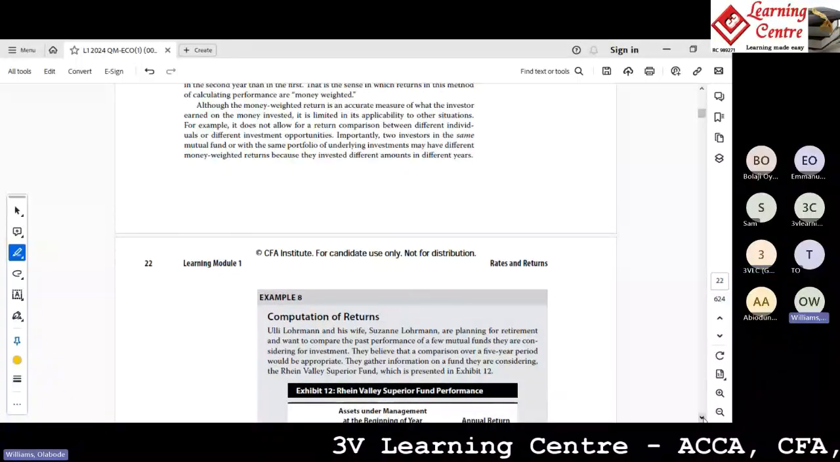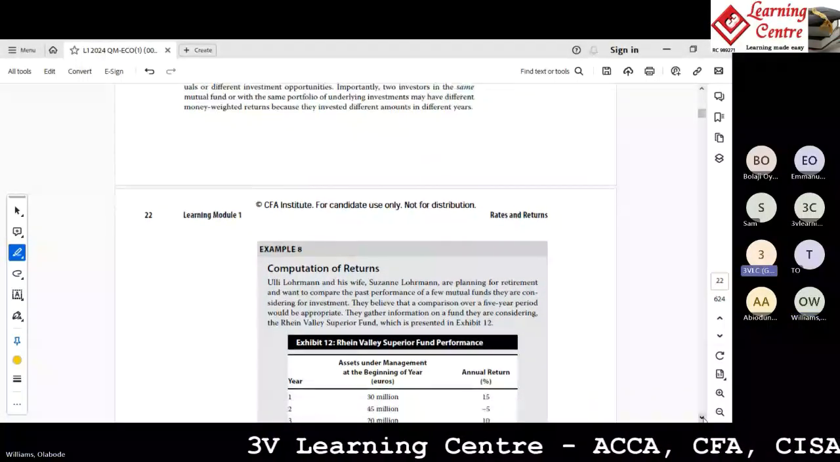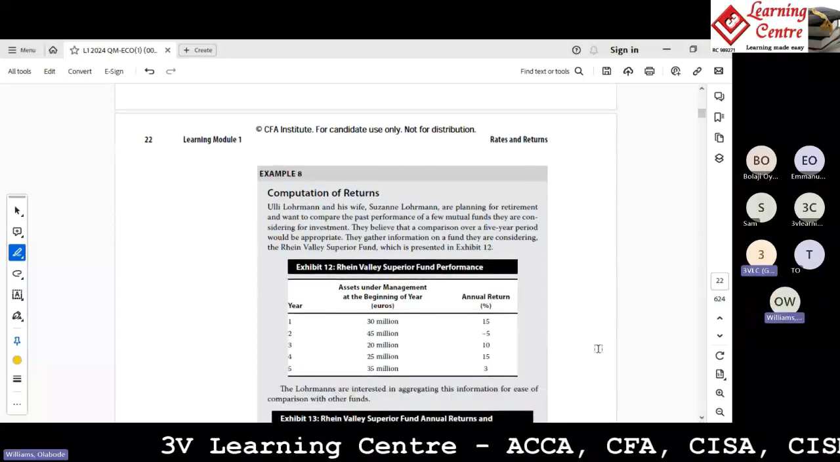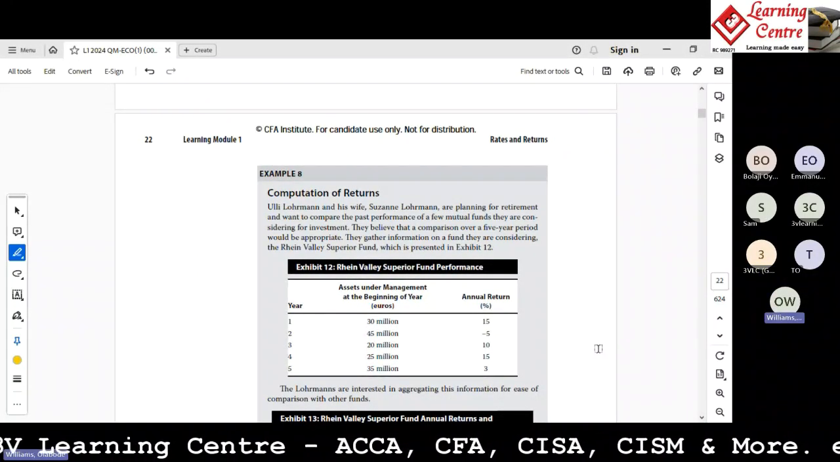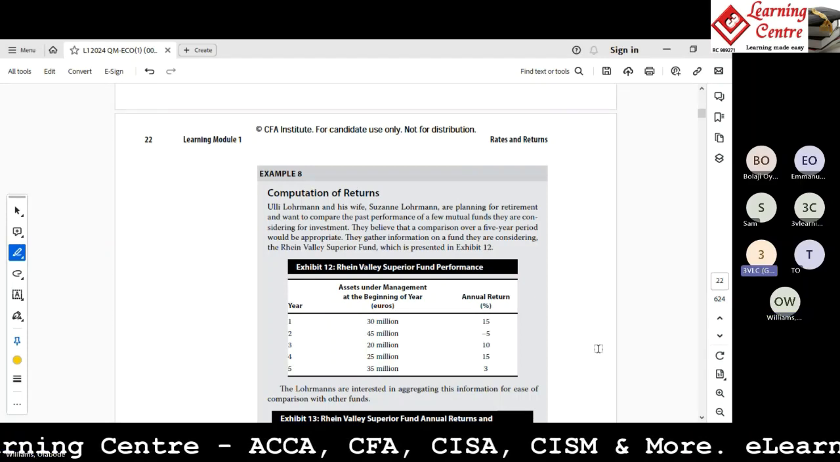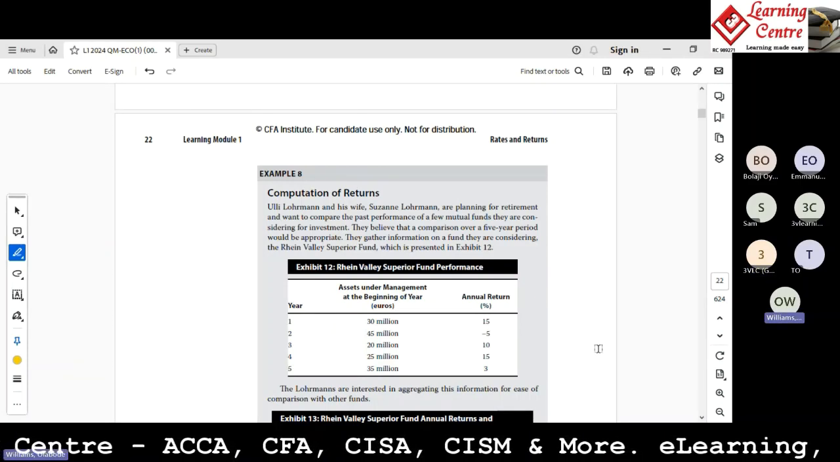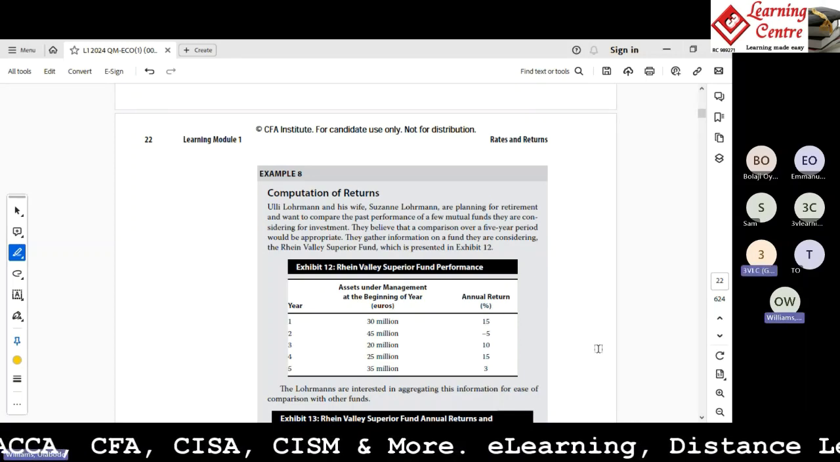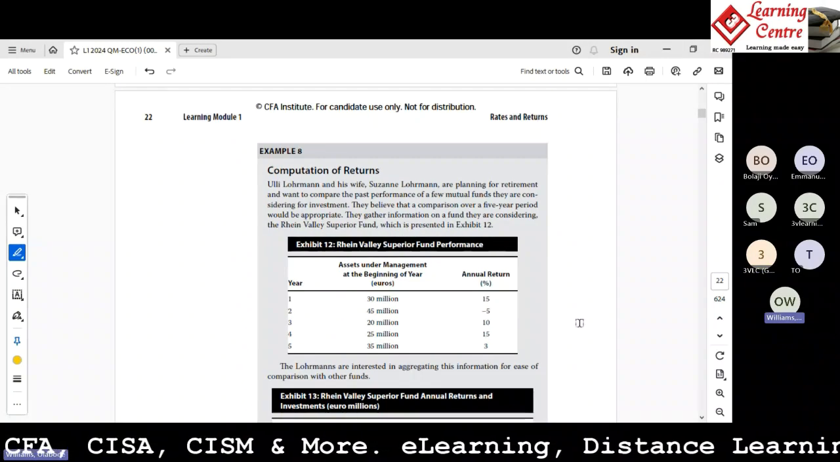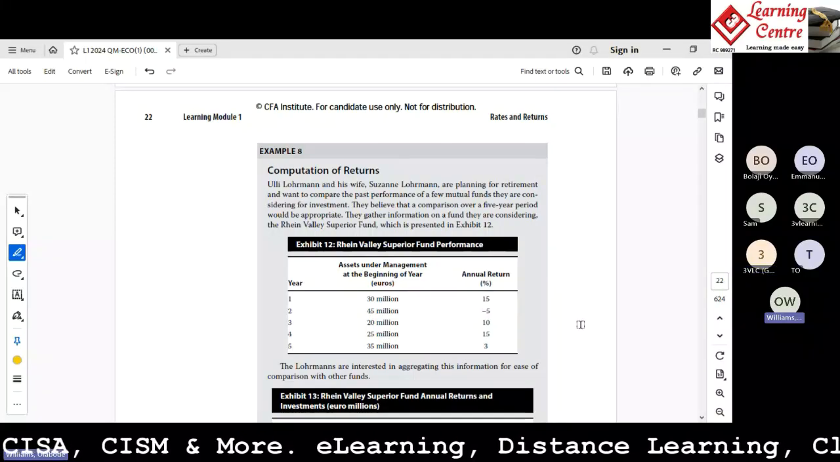Let's do example 8. Look at this example, right? I would like everyone to try this example. What I want you to be able to do is to be able to set up your cash flow properly. Okay, so let's delve into this very well.